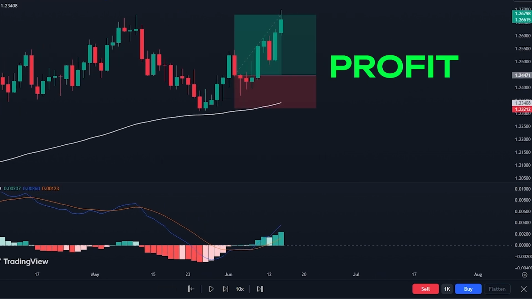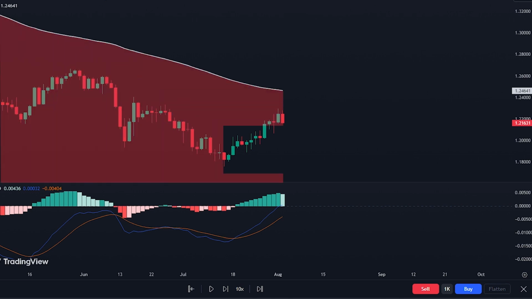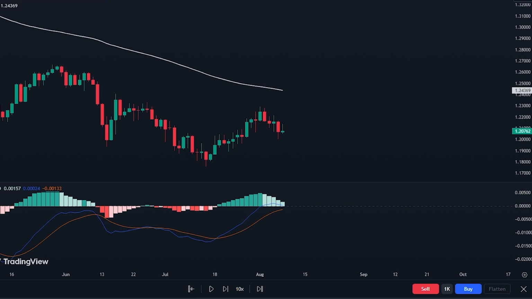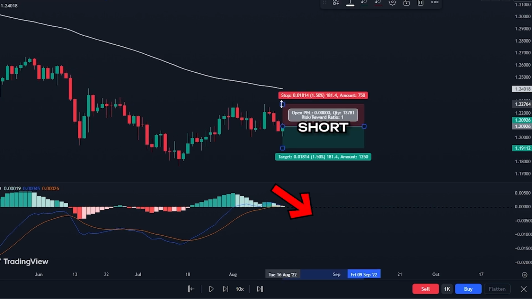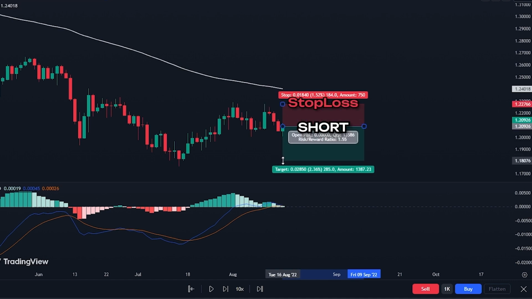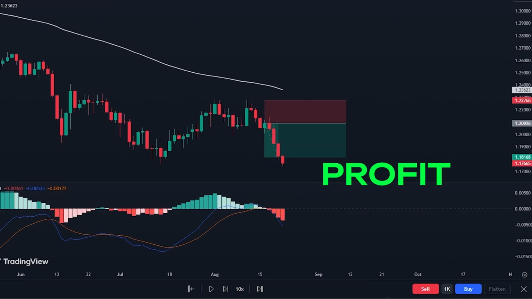And as you see, this trade resulted in a profit. Now let's look at another example. In this chart, the price is below the 100 EMA, indicating that the long-term trend is down. Next, we have a cross down on the MACD, and so this will be our entry signal to go short. Now for your stop loss, place it above the nearest swing high and set your profit target at 1.5 times your stop loss. And as you can see, the price reaches our profit target, marking this as a successful trade.